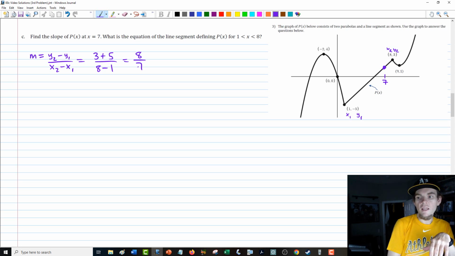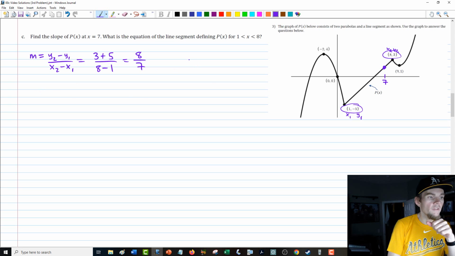In fact, we can see it's going to end up being 8 over 7. Cool. There's our slope for the line. And then from there, if we want to write the equation of the line, we can do that with point-slope form really easily. We just select one of the 2 points over here, either this one or this one, and we write the equation from it.